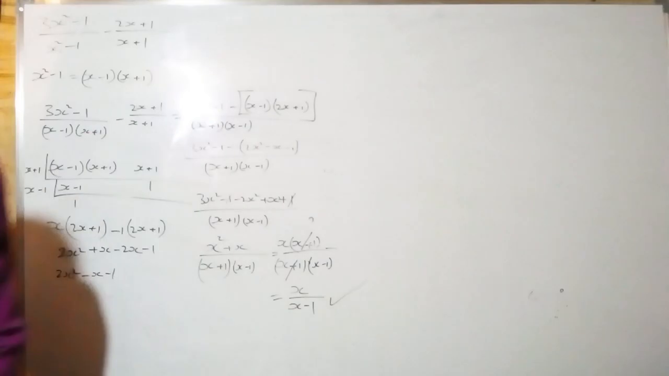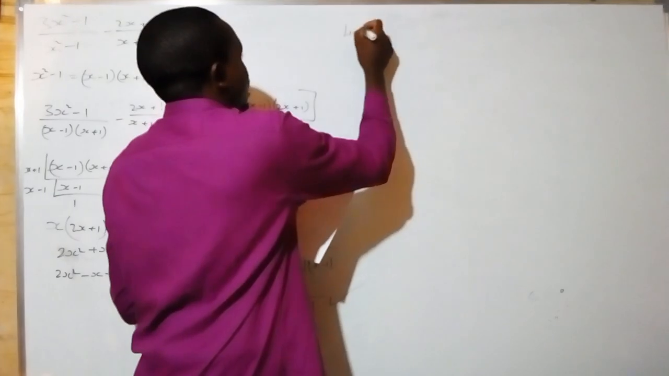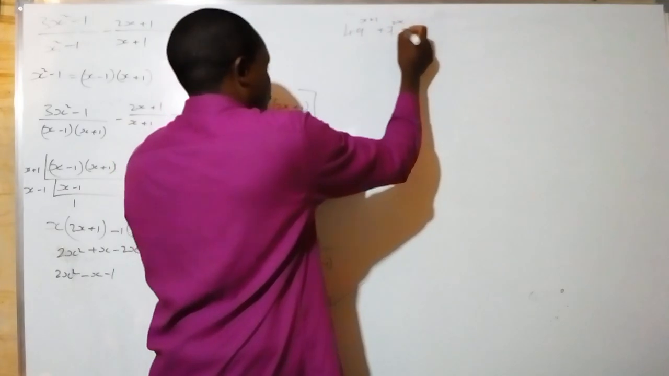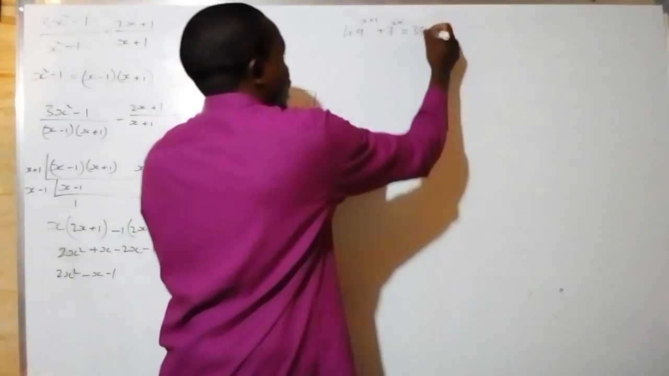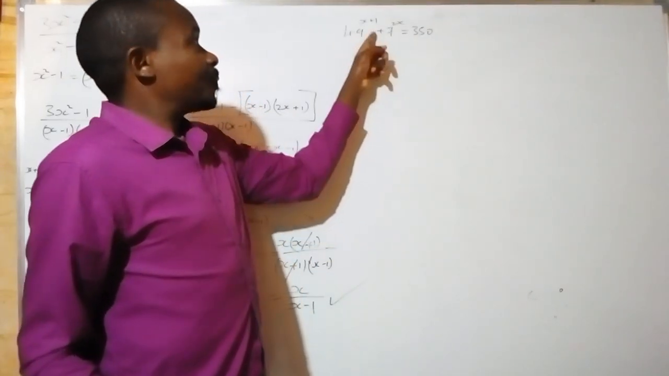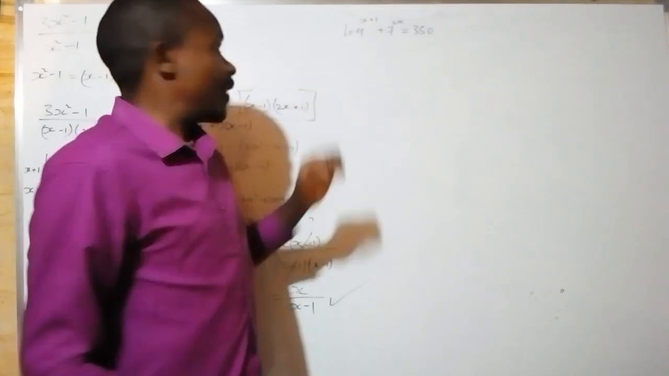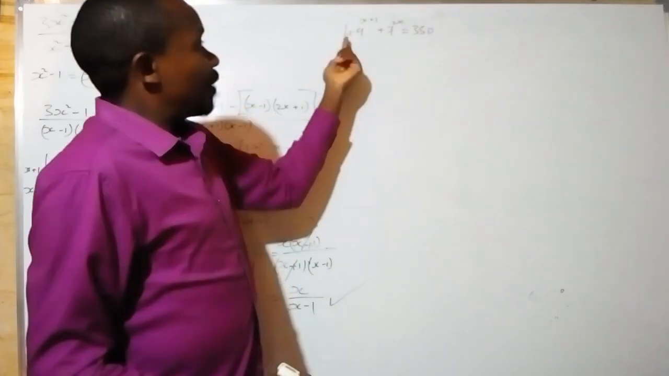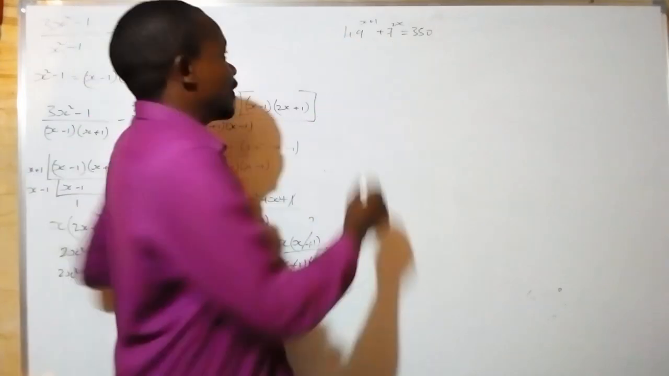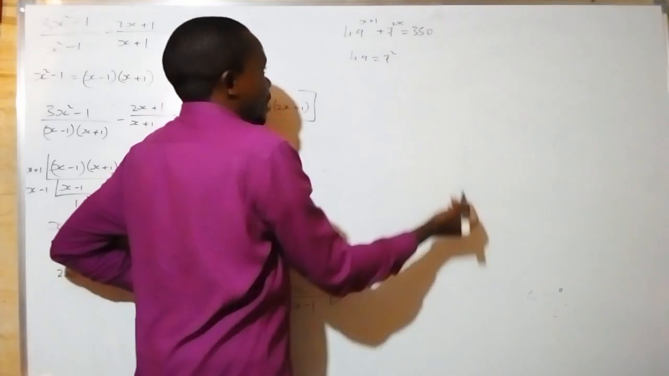You've been told to find the values of x. You are given 49 to the power x plus 1, plus 7 to the power 2x, is equal to 350. Here we are following the law of indices. Where we have plus, we are supposed to multiply the powers, and where you have division or minus, you are supposed to divide. First of all, 49 can be expressed to base 7. 49 is the same as 7 squared. Where you have 49, you substitute with 7 raised to power 2.